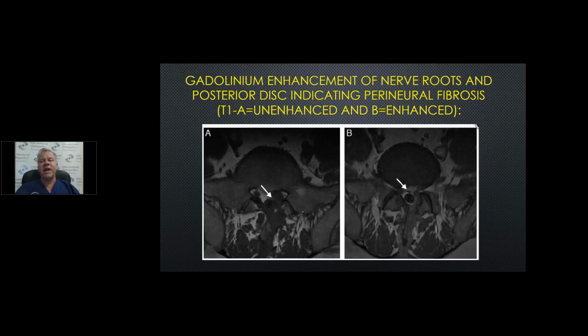Here you can actually see gadolinium enhancement. So this is the unenhanced one, and this is the enhanced one. And you can actually see enhancement of the posterior disc and the entire area around the nerve, indicating scarring. So you'll see enhancement on T1 with gadolinium around where the nerve should live. We know here that this is the right nerve, and we can actually see the left nerve right here, but it's surrounded by this enhancement, which is scarring.